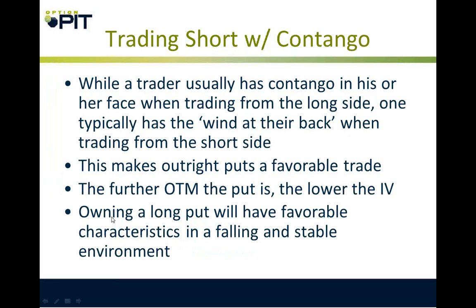All right, so trading short with Contango. While a trader usually has Contango in his or her face when trading from the long side, the way I like to trade VIX, especially in a Contangoed environment, is from the short side. It makes outright puts that are at the money or in the money super favorable. The further out of the money the put is, the lower the IV. So owning a long put will have some favorable characteristics in a falling and stable environment. I love owning puts most of the time in VIX.